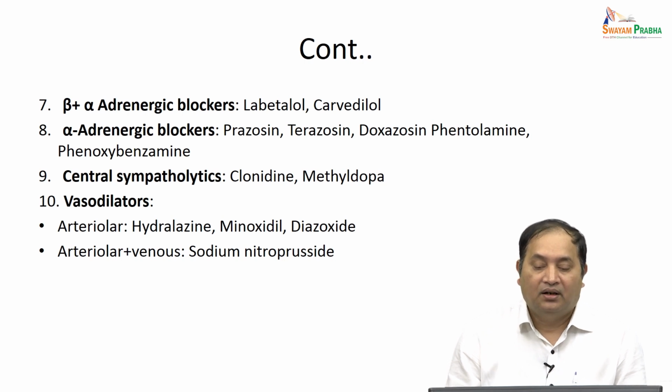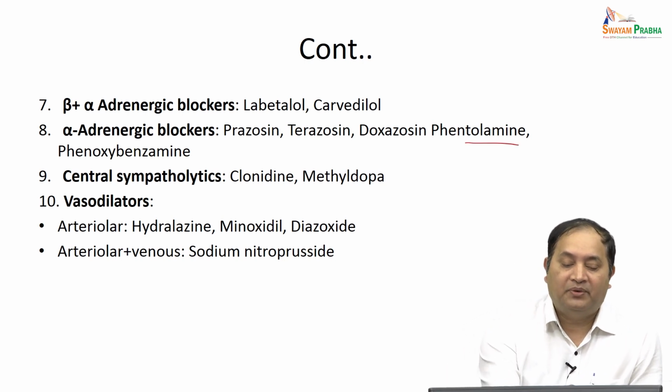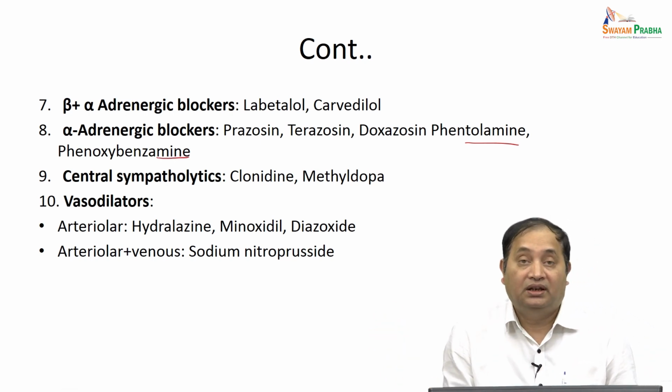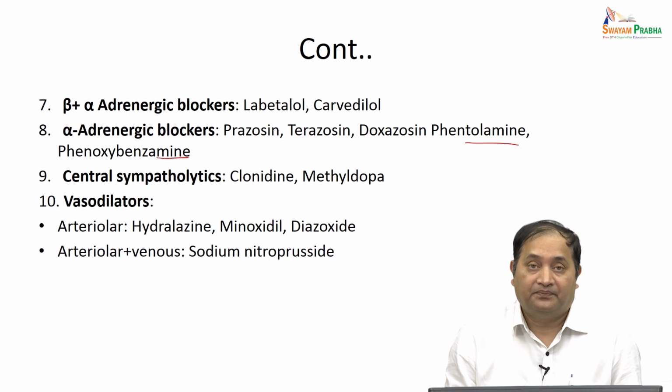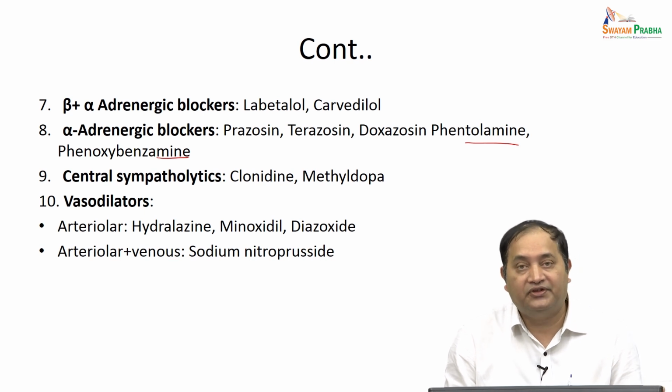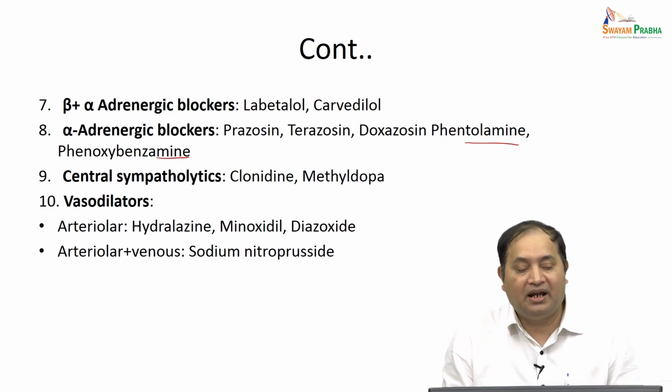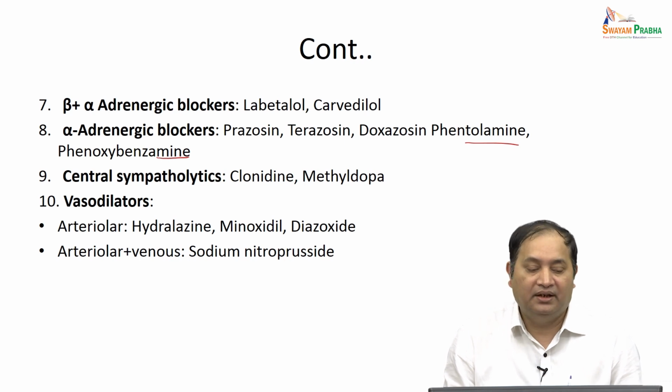So, phentolamine or phenoxybenzamine are particularly used for pheochromocytoma because the binding with alpha receptors is irreversible. Then we have drugs which act by a central mechanism, for example clonidine and methyldopa, which act on presynaptic alpha 2 receptors as agonists. Then we have a class of drugs called vasodilators.